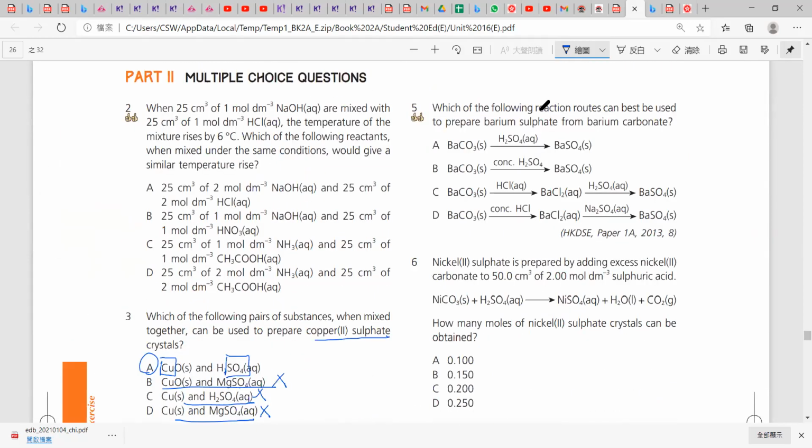Question 5. Now the answer is somebody. Question 5. I can sense it. Many of you choose A. Okay, but the answer is C. What is the difference? A and C. Why not A?